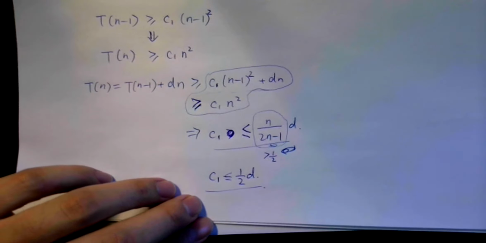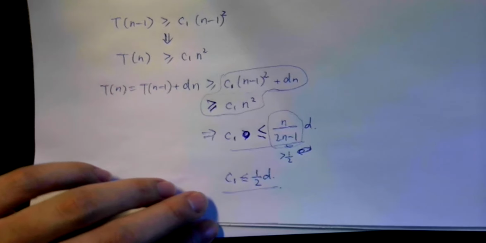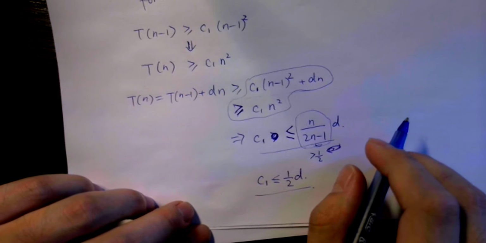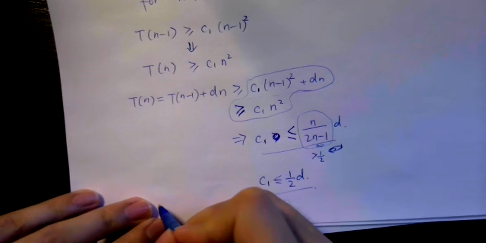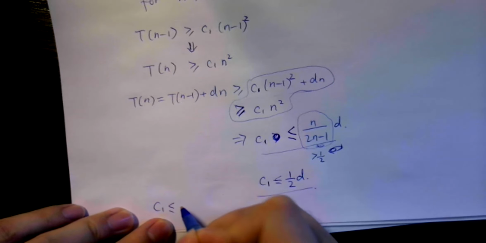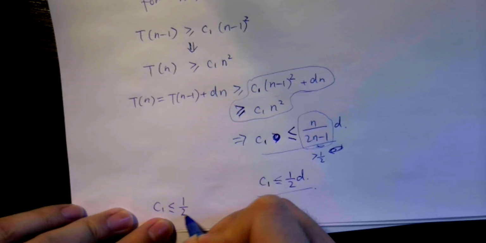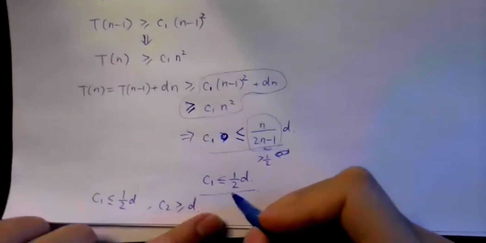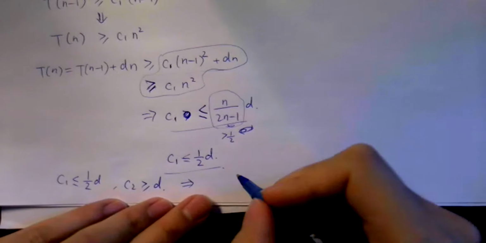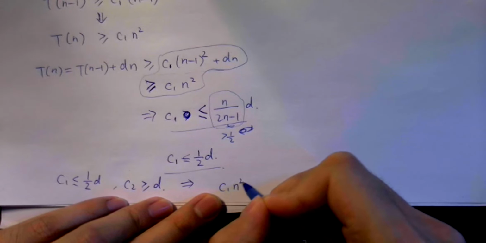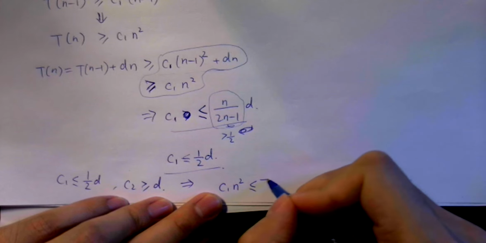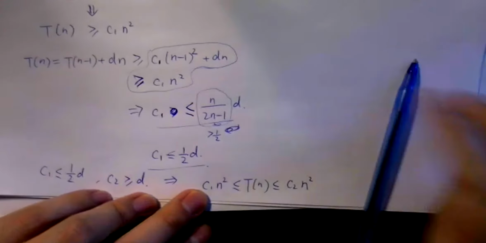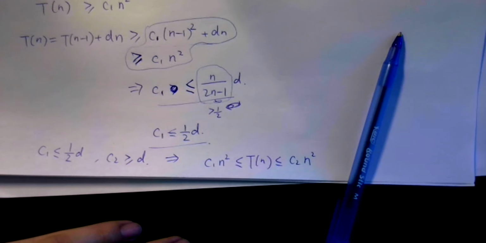Combining with the previous conclusion, if we let C1 be smaller than 1 over 2 times D and C2 be greater than D, then T of n is always bounded by this lower bound and this upper bound. And that's the proof for the big theta notation.